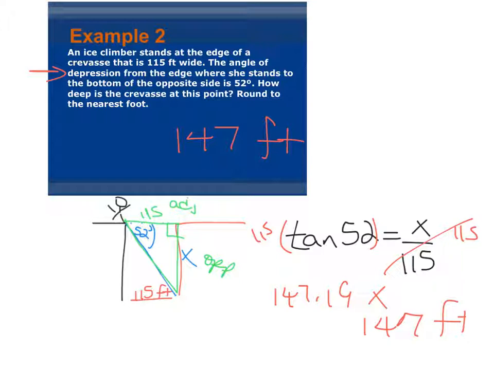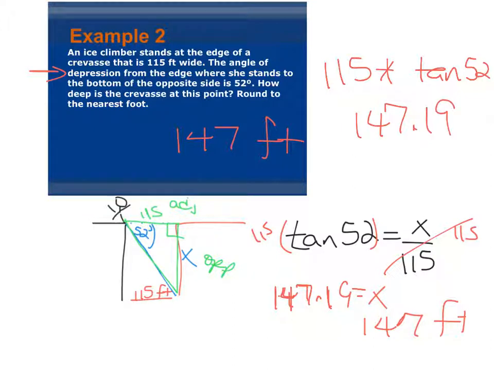Wait, what'd you get next? This was the answer. It's 147.19 equals x. Sorry. So when you did on your calculator 115 times tan 52, that gives me 147.19. And I rounded to the nearest foot. So this was x equals. It's kind of sloppy, sorry.